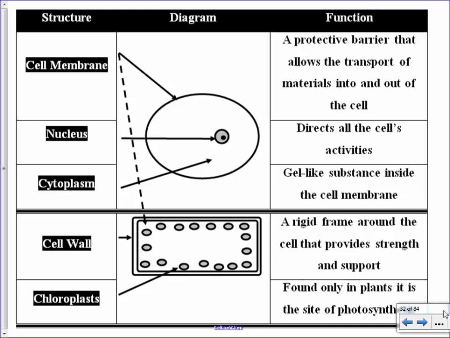So, within the cell is the nucleus, and the nucleus is large enough that you should be able to see it. Basically, the nucleus is like the brain of the cell. It directs all of the traffic.